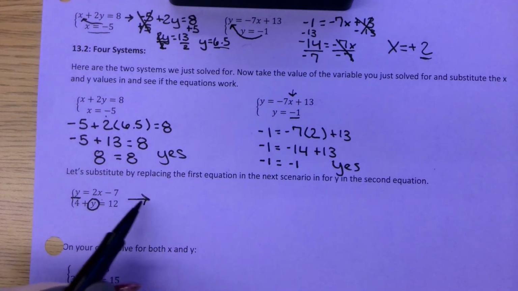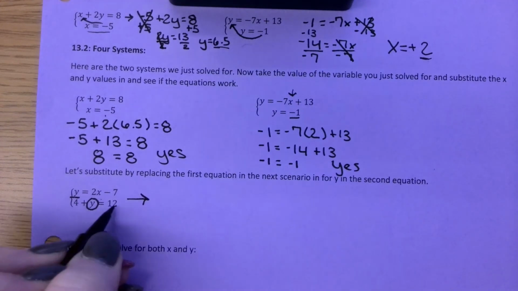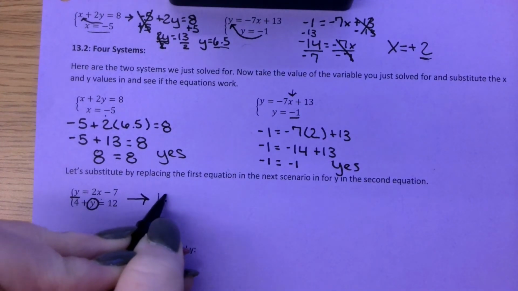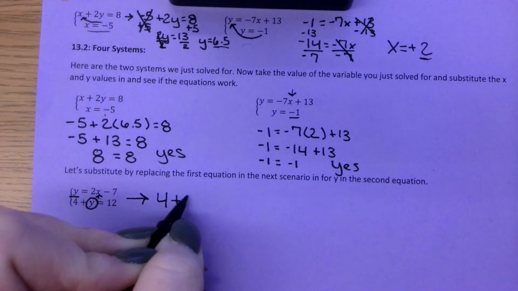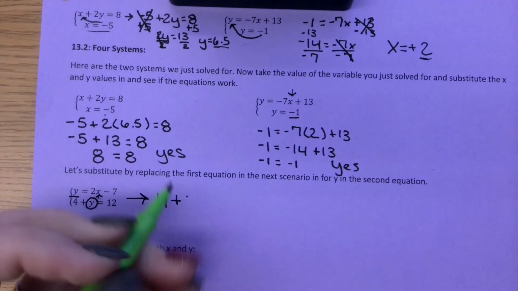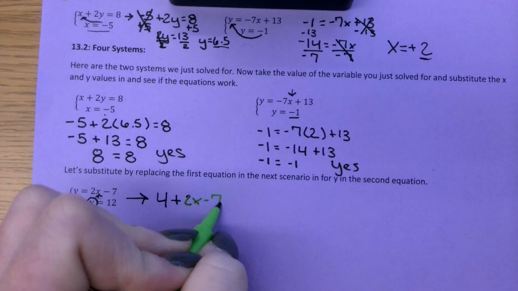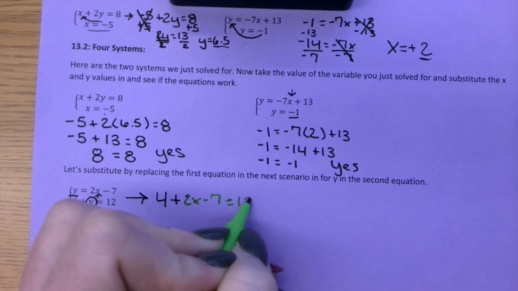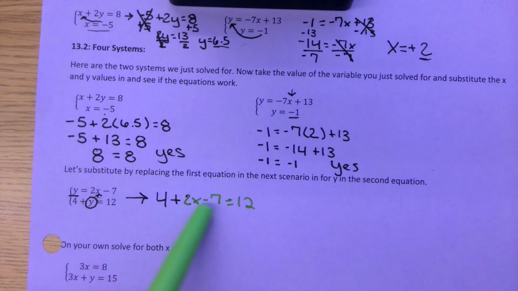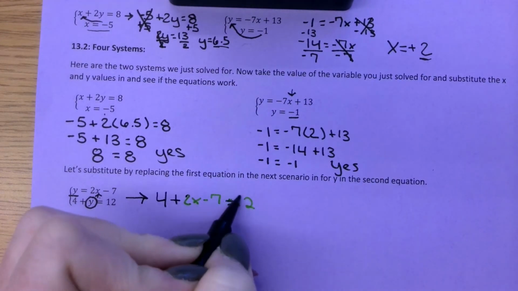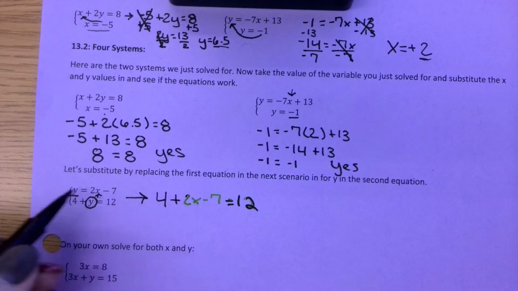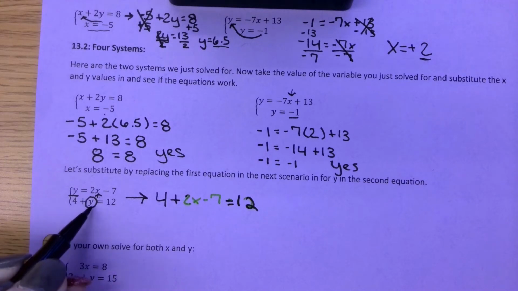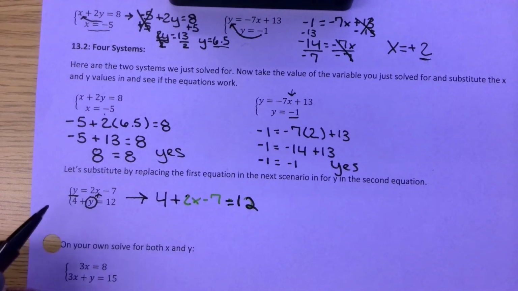So what this looks like is, in here, I'm going to take this equation, 4 plus, and y is 2x minus 7. So I'm going to write right here 2x minus 7. Then equals 12. So this right here is really just this. It's telling me that y equals 2x minus 7. So I'm taking what y equals and I'm replacing it in here. So I have all x's, so I can solve for x.